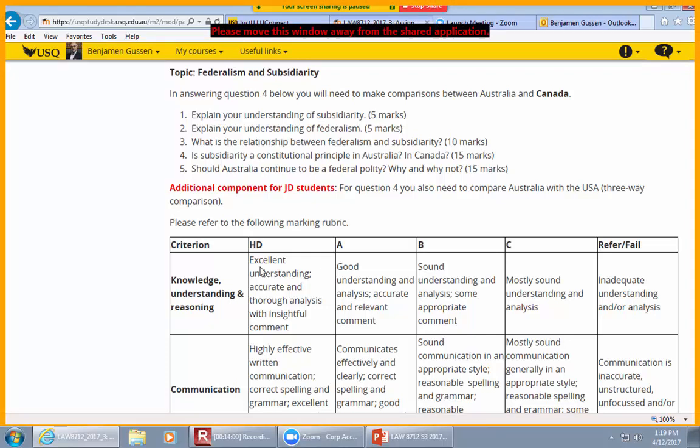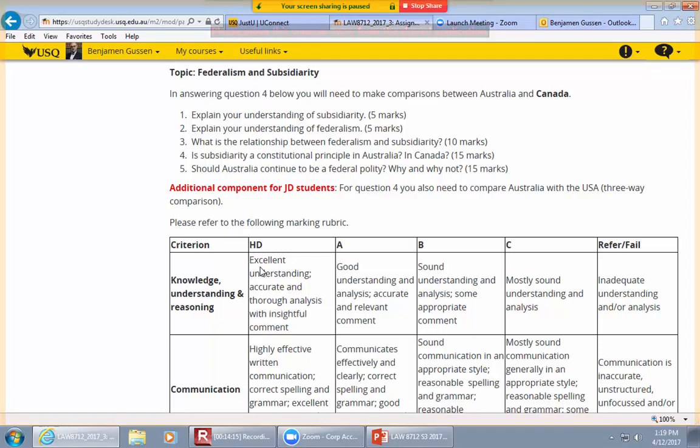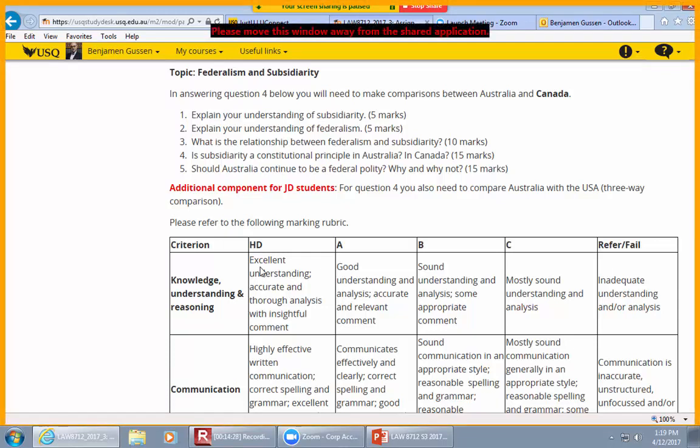Then we come to the really substantive part of this assignment. It says, is subsidiarity a constitutional principle in Australia and in Canada? So both JD and LLB students will do this, but of course the JD will add as well the US. Is subsidiarity a constitutional principle in Australia? Okay. So now that we have explained what we understand by subsidiarity and federalism, then we need to look at the interaction between the two, and now we need to apply that understanding into 2 or 3 jurisdictions.